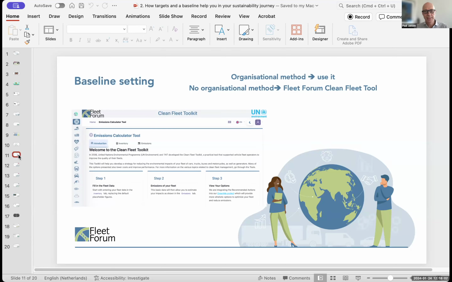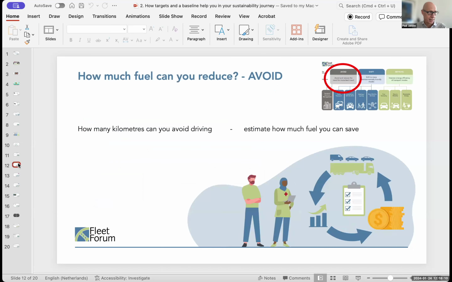That's the baseline. Once you know your baseline, you can start looking at, okay, this is my baseline. This is the emissions I have with my current transport. And then you're going to look at where you can change the way you operate. So first you start with how much fuel you can reduce by avoiding transport needs, transport demands.